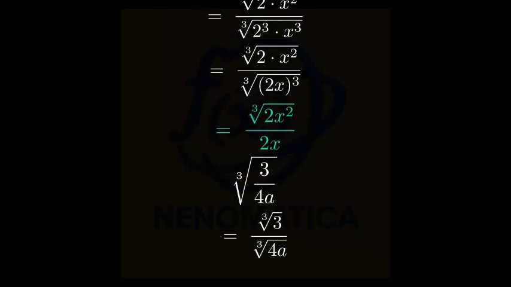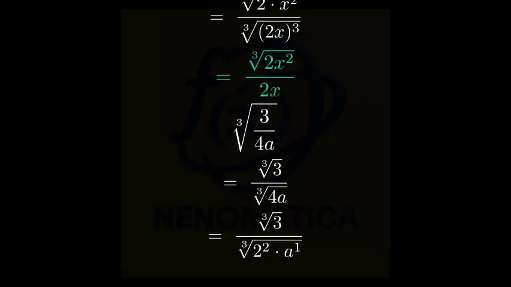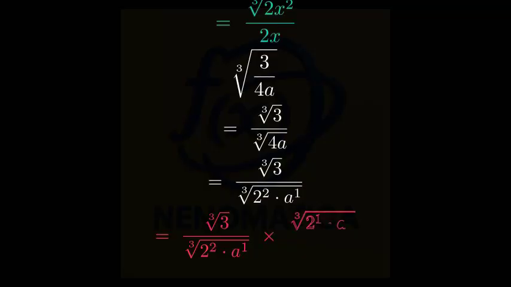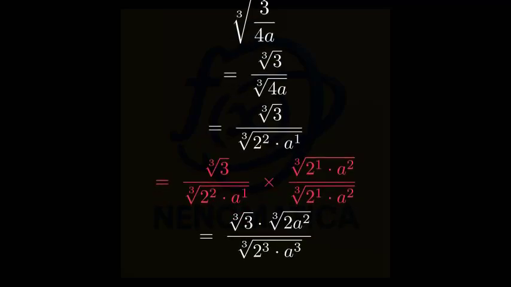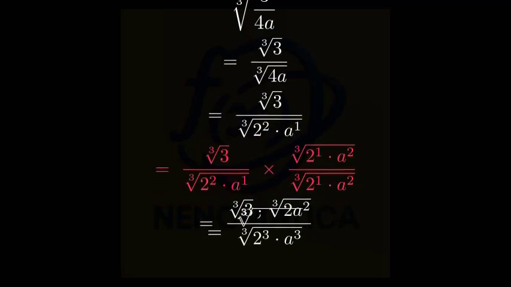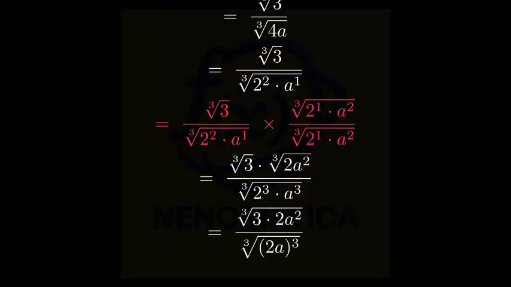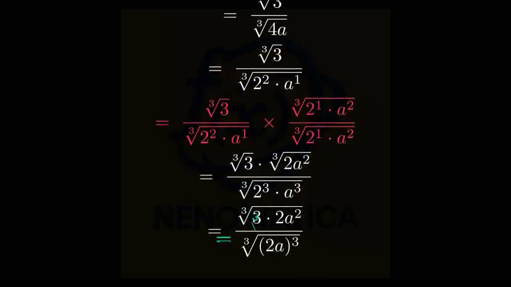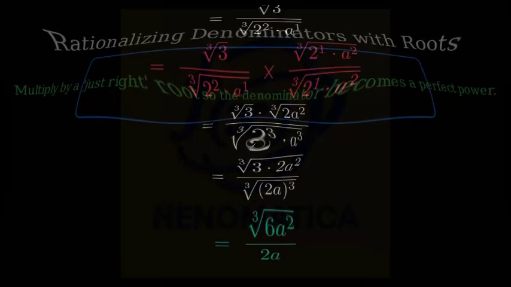Rewrite it as the cube root of 3 divided by the cube root of 4a. Factor 4a as 2 squared times a to the 1. Multiply top and bottom by the cube root of 2 to the 1 times a squared. Combine to make 2 cubed times a cubed in the denominator. See that as the cube root of 2a, a quantity cubed. Evaluate the perfect cube to finish.